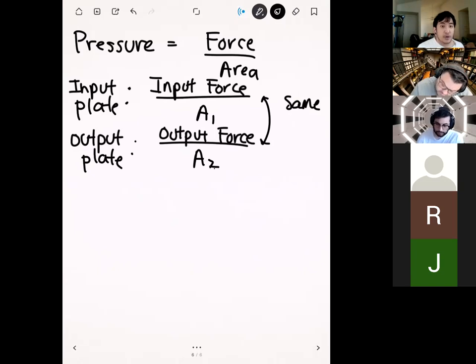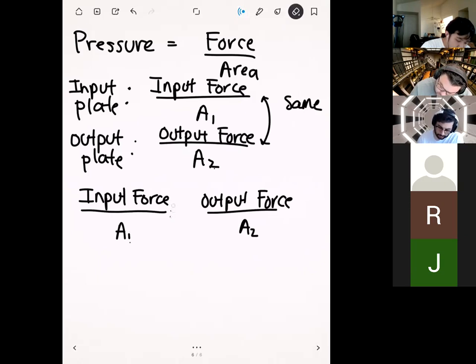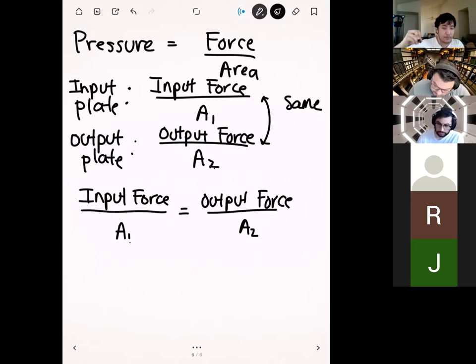Because we're in a static fluid that's not moving, these two quantities have to be the same, so we can set them equal to each other. We have input force divided by A1 is equal to output force divided by A2.